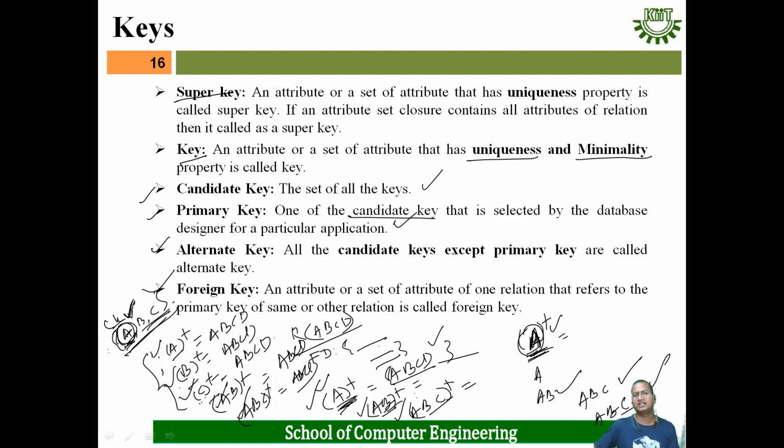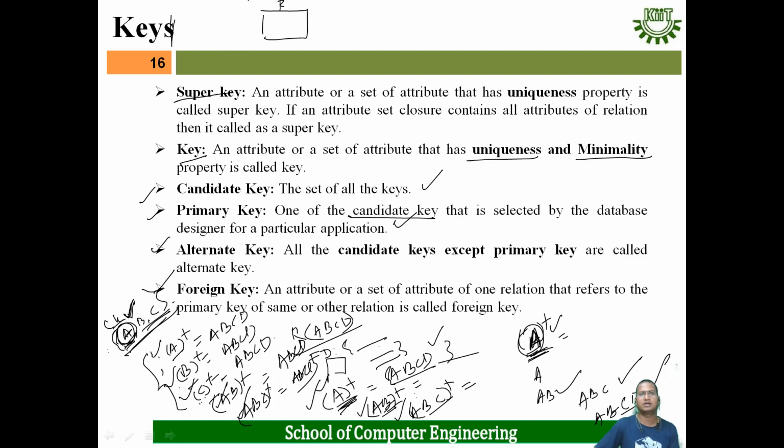An attribute or set of attributes of one relation that refers to the primary key of the same or another relation is called a foreign key. Already I have explained foreign key in previous classes. Foreign key is generally used to join two relations or to set up a relationship between two relations. In this place I am explaining.